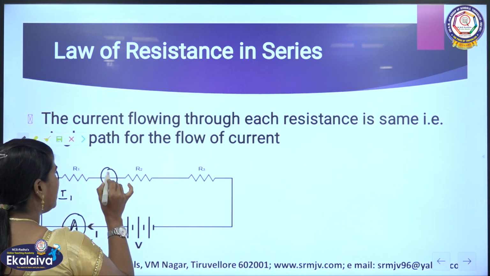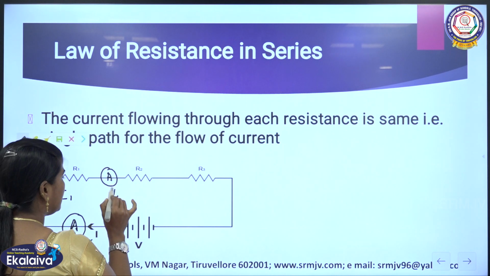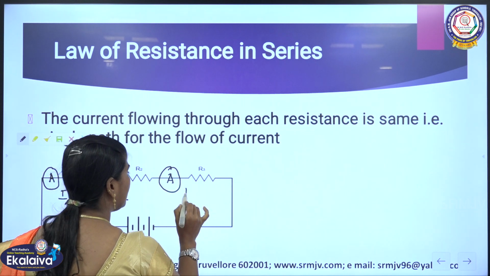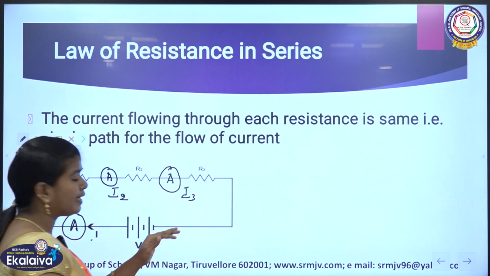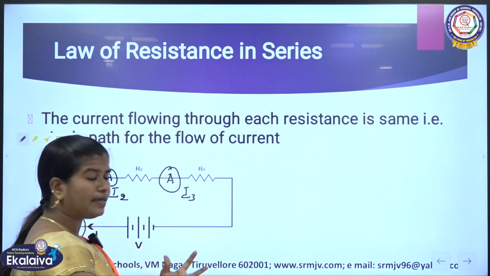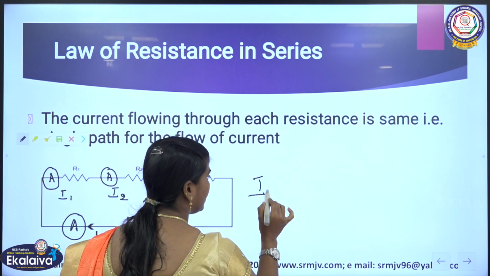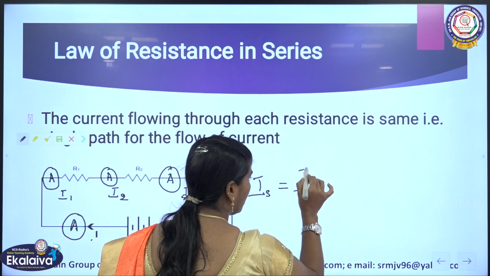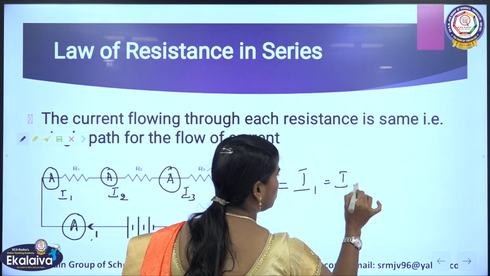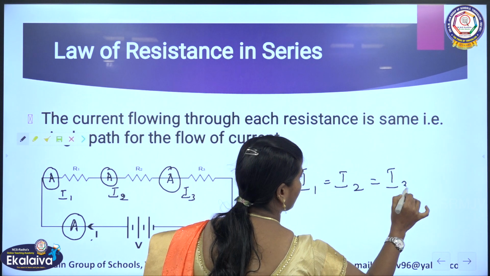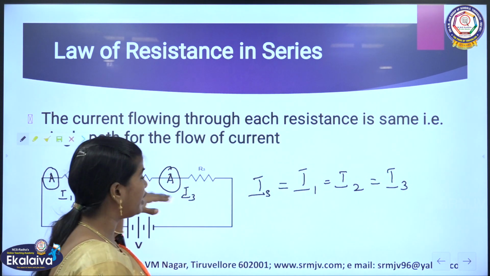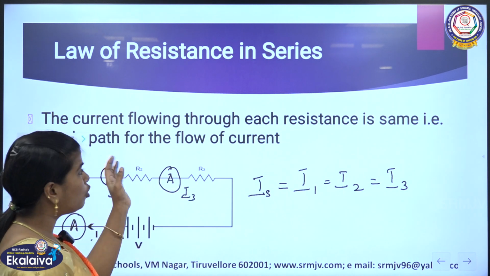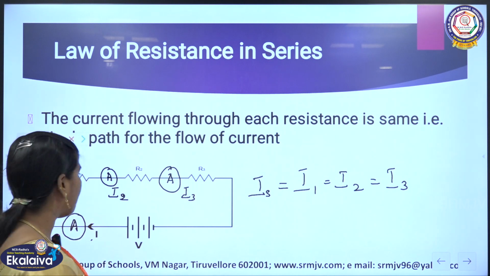And if I connect it here, I will get the other reading. Let us take it as I2. And if I connect it here, then I get another reading. Let us take it as I3. So, the total current, let us take it as Is, S stands for series. So, Is will be equal to I1 and I2 and I3. So, the same amount of current flows throughout the circuit. Only in case of a series, the amount of current flowing through the circuit will be the same.